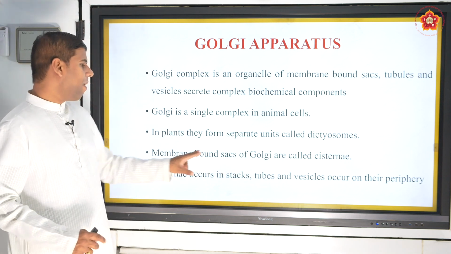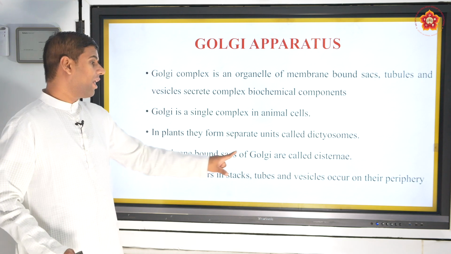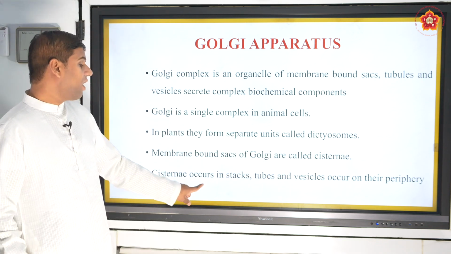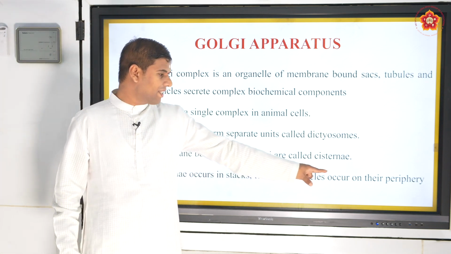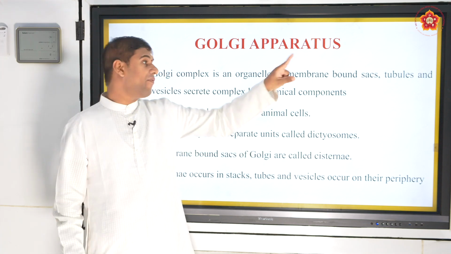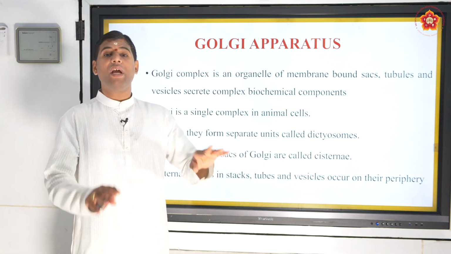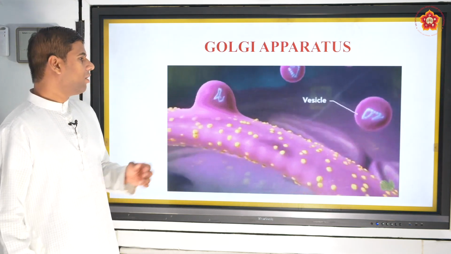And here these membrane-bound sacs are called cisternae. In case of the Golgi, they are called cisternae. Alright. And the cisternae occur in sacs, tubules, tubes, vesicles, and they occur in the periphery, the outer boundary. So this is the Golgi apparatus which has all the things clubbed together in it. Alright.